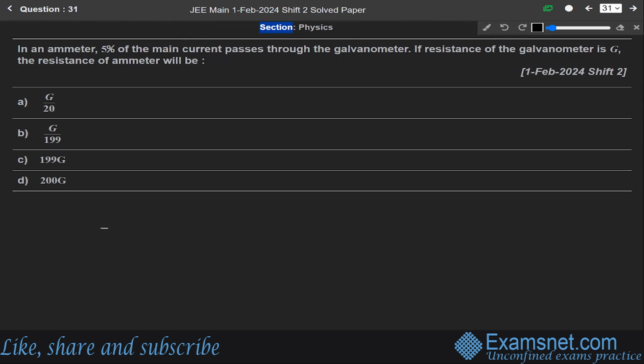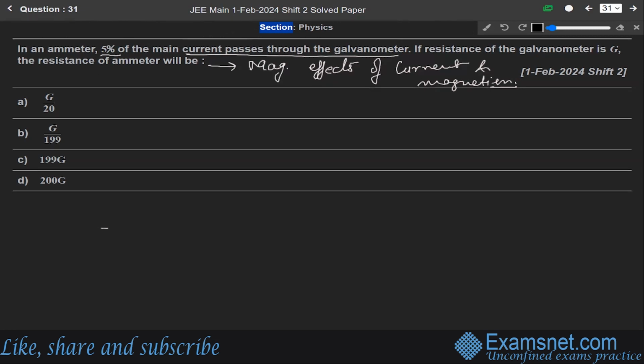In an ammeter, 5% of the main current passes through the galvanometer. If the resistance of the galvanometer is G, the resistance of the ammeter will be. So students, this question is from the chapter of magnetic effects of current and magnetism. In this question, it is given that 5% of the main current passes through the galvanometer.